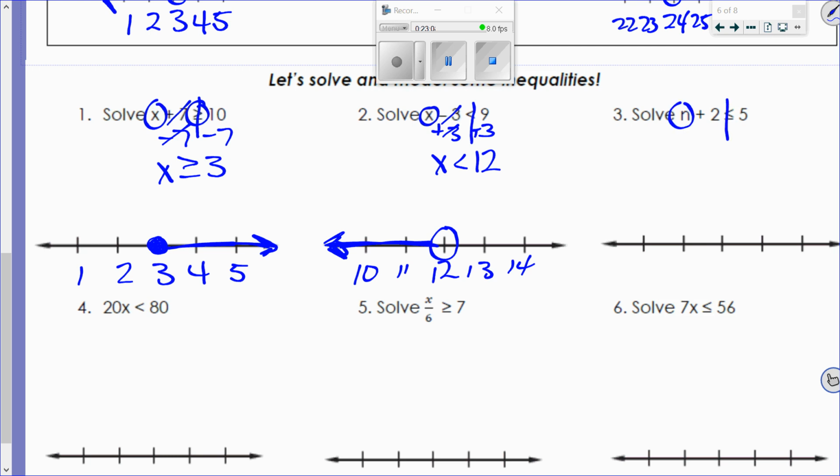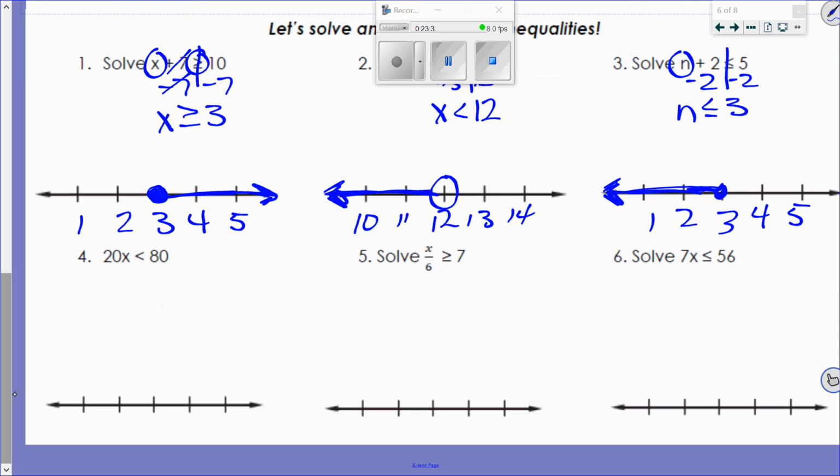Here's my variable. The opposite of adding 2, subtract 2. And less than or equal to 3. Is 3 less than or equal to 3? Yes. So I'm going to include that in my data set. Is 4 less than or equal to 3? No, so it's going the other direction. You want to check it? Is 2 less than or equal to 3? Yes.